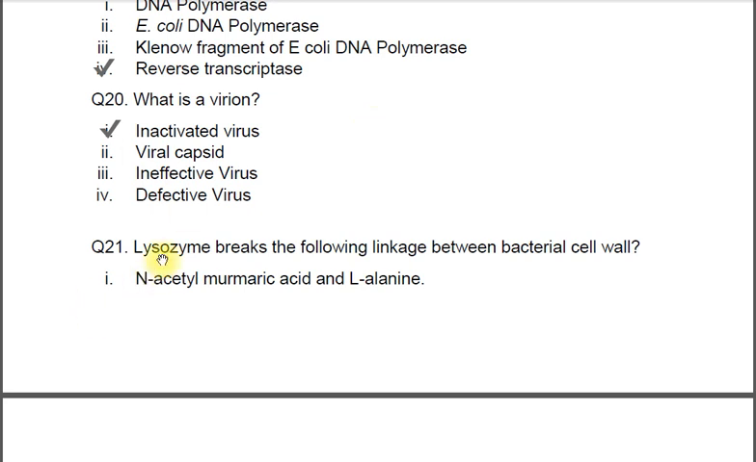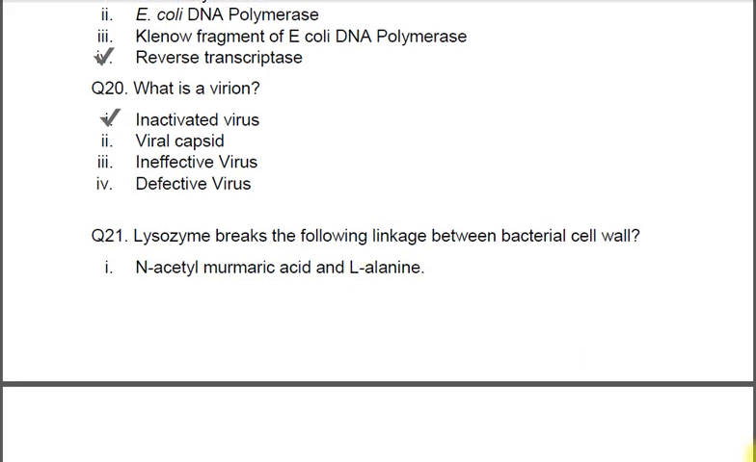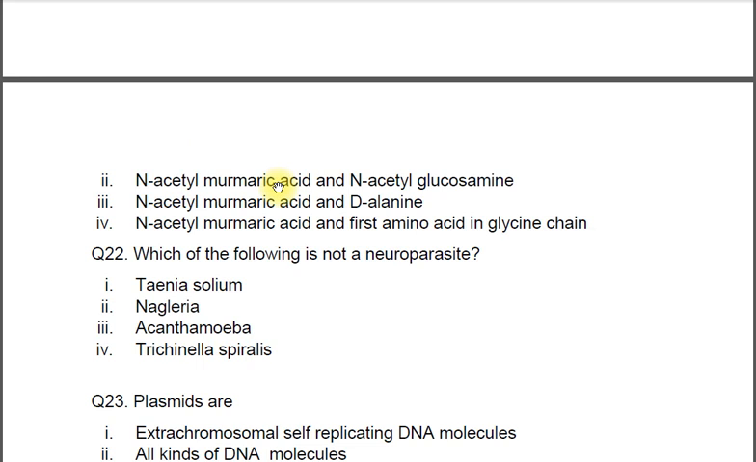The question number 21 says, lysozyme breaks the following linkage between bacterial cell wall. Option 1, N-acetyl murmuric acid and L-alanine. Option 2, N-acetyl murmuric acid and N-acetyl glucosamine. Option 3, N-acetyl murmuric acid and D-alanine. Option 4, N-acetyl murmuric acid and first amino acid in the glycine chain. Here the correct option is the option number 2.